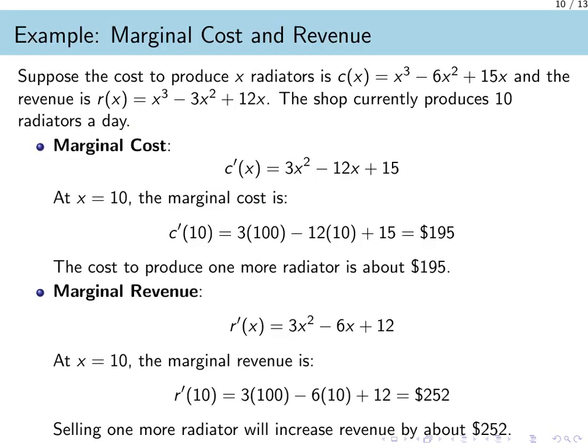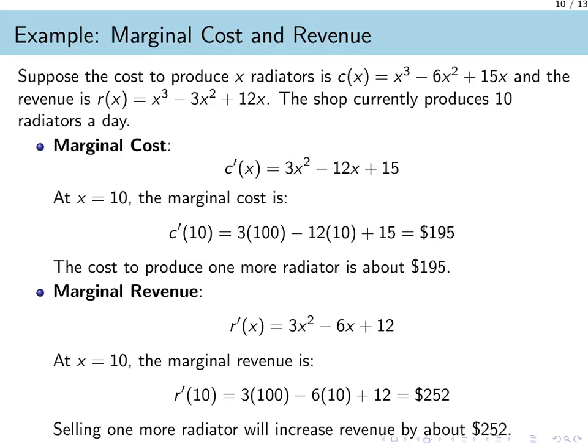Let us now apply our concepts of marginal cost and revenue to a concrete business scenario involving a radiator shop. We begin with the marginal cost, which we find by taking the derivative of the cost function. This gives us the expression 3x squared minus 12x plus 15. Since the shop currently produces 10 radiators, we evaluate this derivative at x equals 10, which results in a marginal cost of $195. This is our estimate for the cost of producing the 11th radiator.